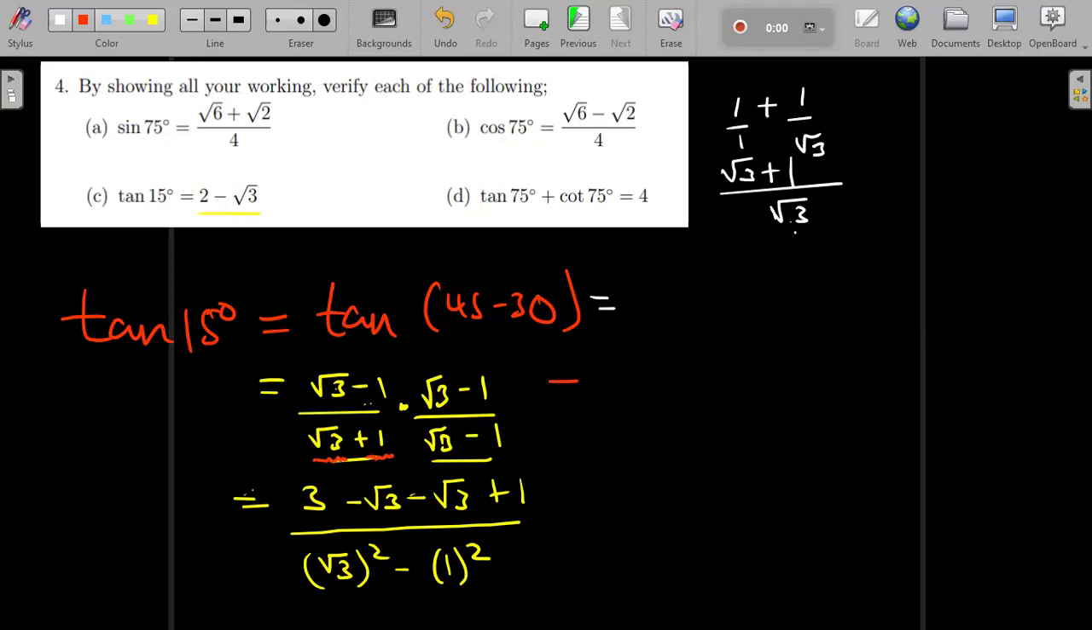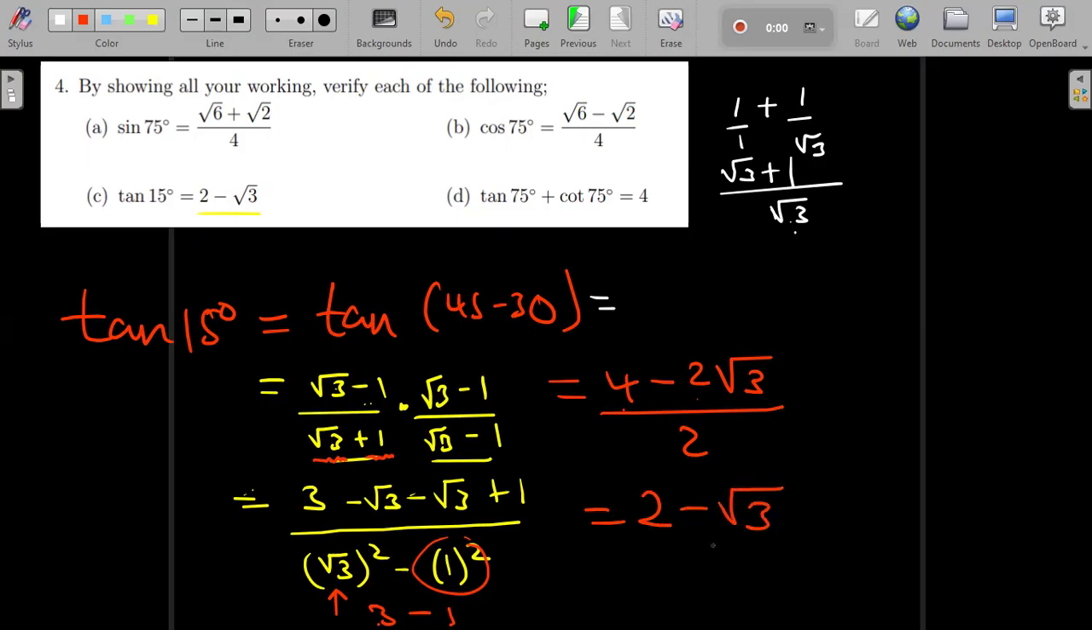So from here, I'm going to have 3 plus 1, which is 4, and then minus root of 3 minus root of 3, which is minus 2 root of 3. Then this is divided by, if I square the root of 3, I'm just going to get 3, and then minus 1 squared, which is 1. So this will be 3 minus 1, which is just 2. So let's divide the 4 and the 2 by 2. I'm going to get 2 minus root of 3. So we see that tan 45 degrees is indeed 2 minus root of 3.